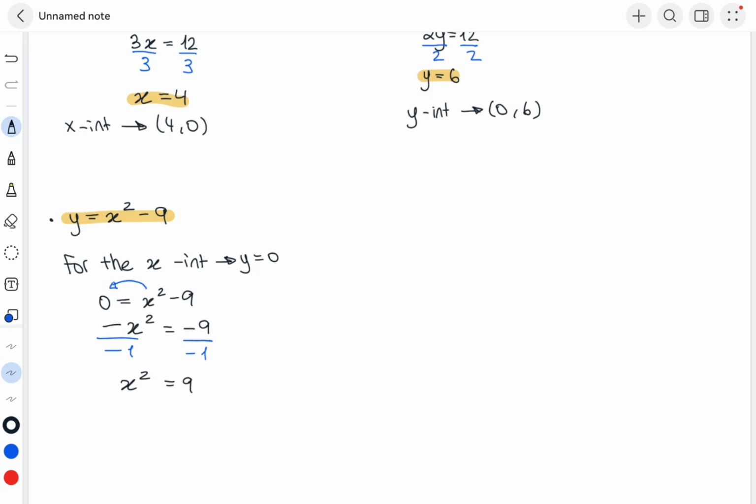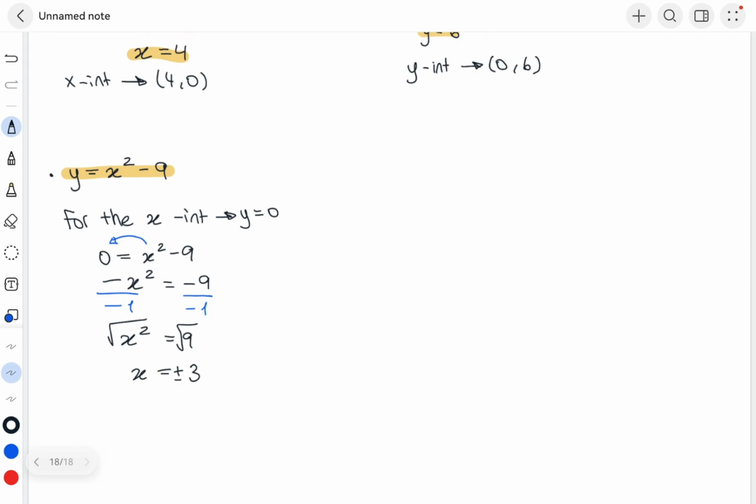Whenever we have x squared equal to something, it means we'll have two solutions. And to find that, we'll need to take the square root of it. So x here will be the square root of 9, which is 3. And since we have two solutions, it will be positive or negative. Here, as you can see, we have two x solutions. So we'll have two x-intercepts. So x-intercept 1 will be (-3, 0). And x-intercept 2 will be (3, 0).